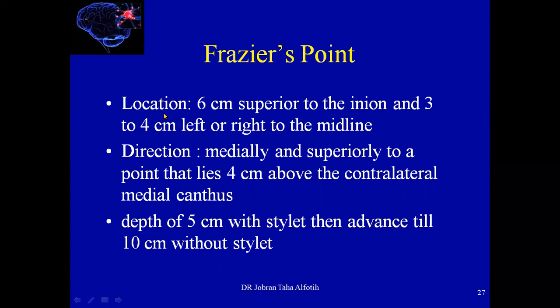Frazier point location is 6 centimeters superior to the inion and 3 to 4 centimeters left or right to the midline, and the direction will be medially and superiorly to the point that lies 4 centimeters above the contralateral medial canthus. The depth will be about 5 centimeters until reaching the ventricular system, and after that advancing the catheter without the stylet will be about 10 centimeters.